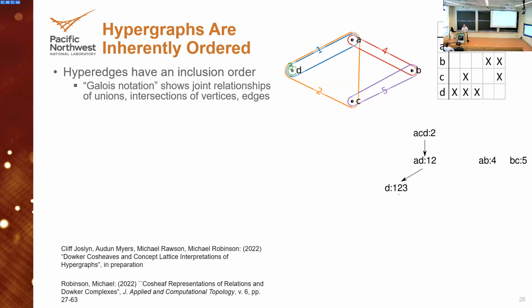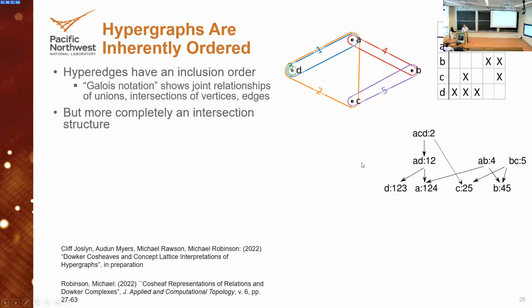The colon separates a collection of vertices on the left and a collection of hyperedges on the right. You can think of it as a union of vertices on the left and an intersection of edges on the right. For example, this edge AD here is the intersection of 1 and 2, which is just 1, and it's the union of A and D. So that's just a way to notate this.